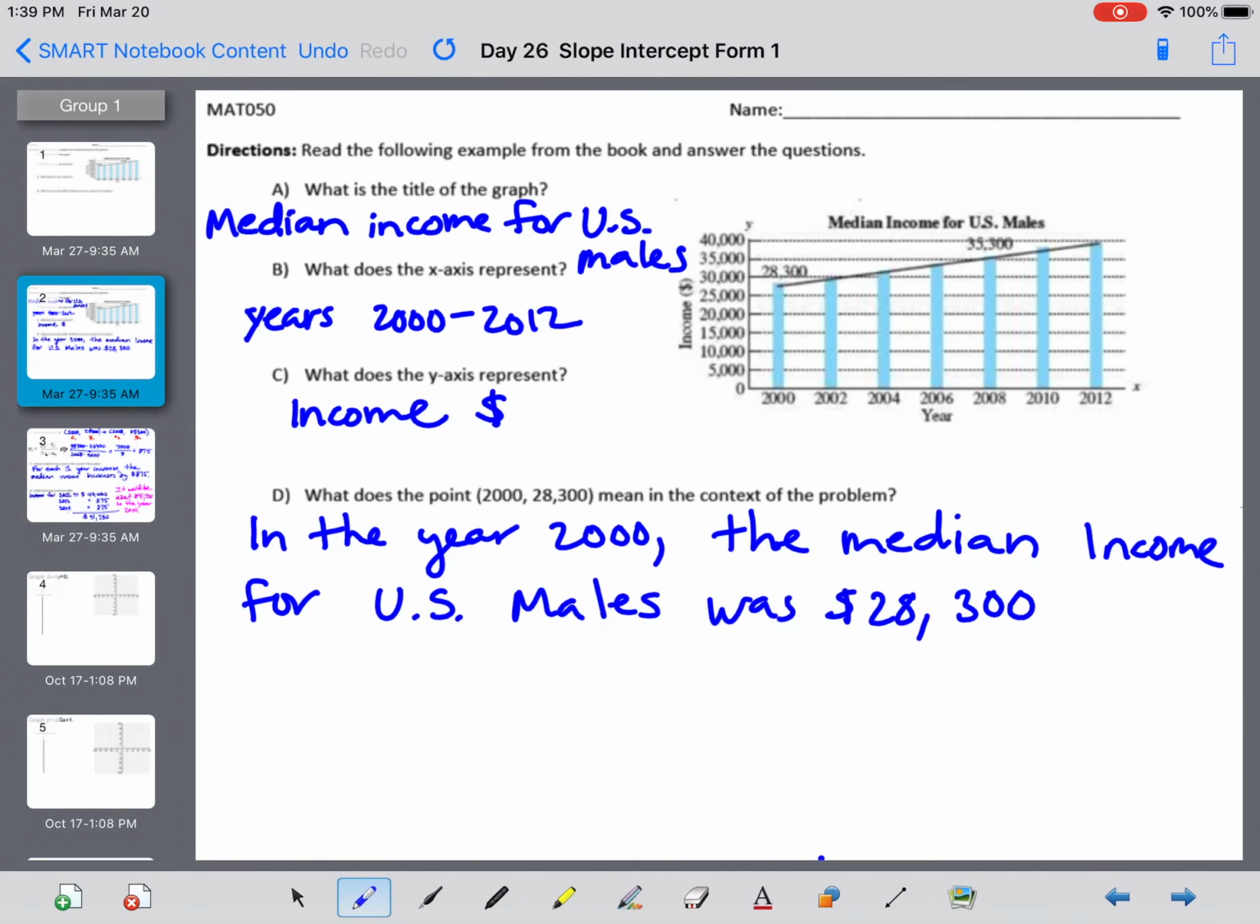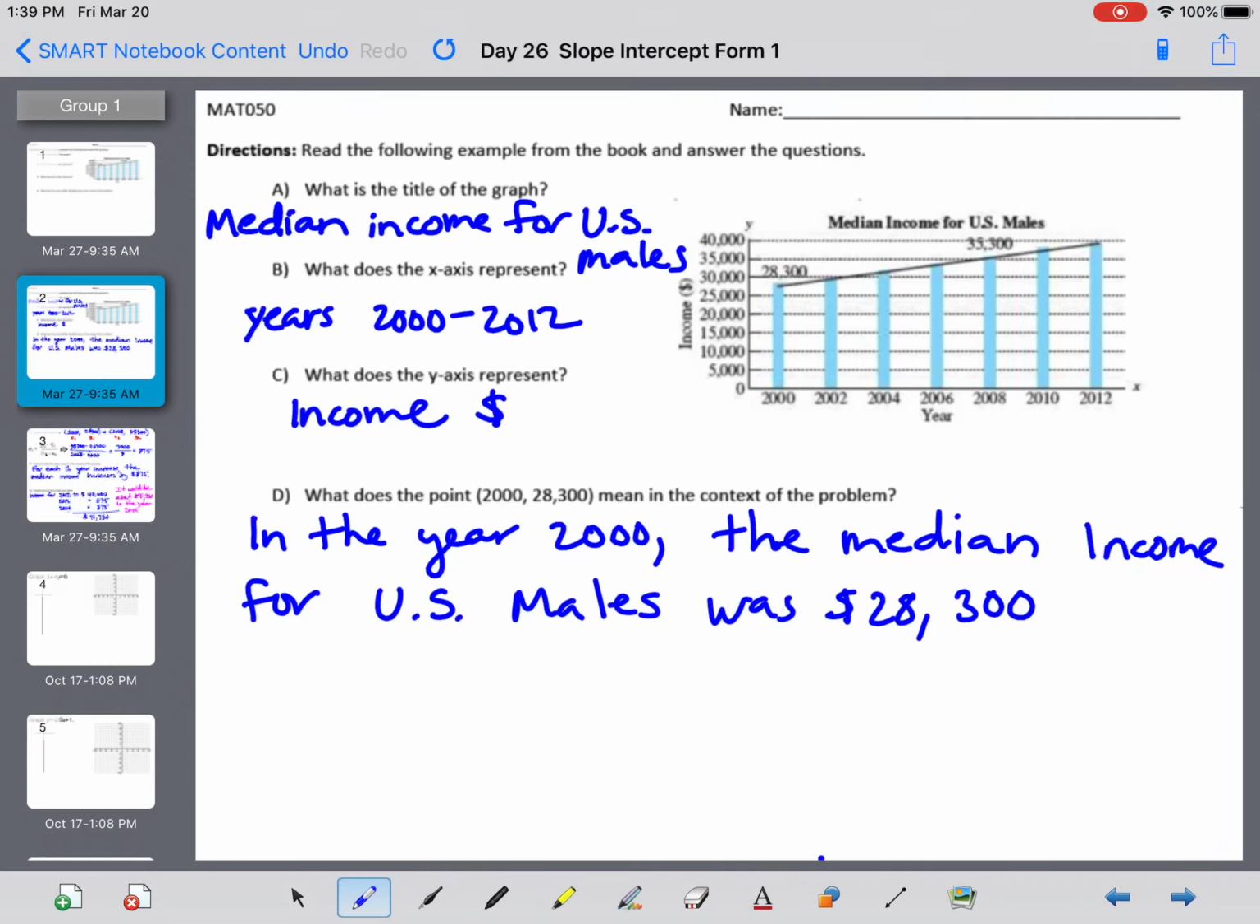All right, hopefully you had a chance to work through them. So here are my solutions for the first half of it. So what is the title? Well, it's median income for U.S. males. What does the x-axis represent? Well, it represents the years 2000 to 2012. If you notice, that's the span that's being graphed there. For C, what is the y-axis? It's representing the income in dollars.